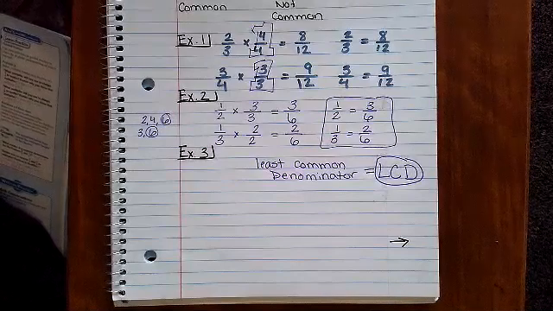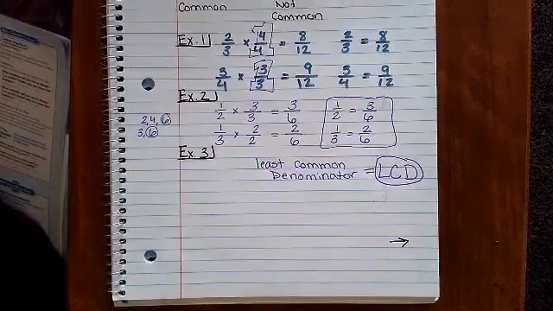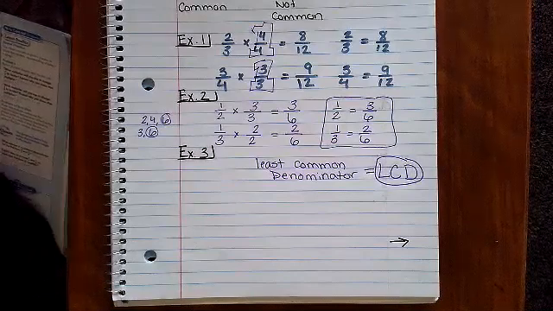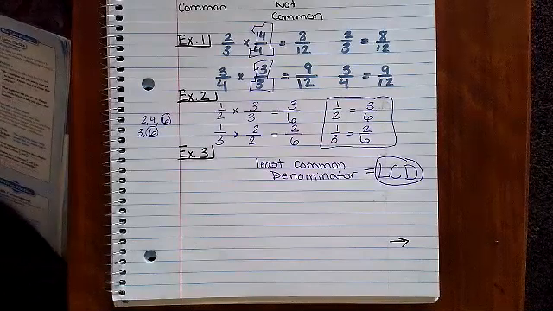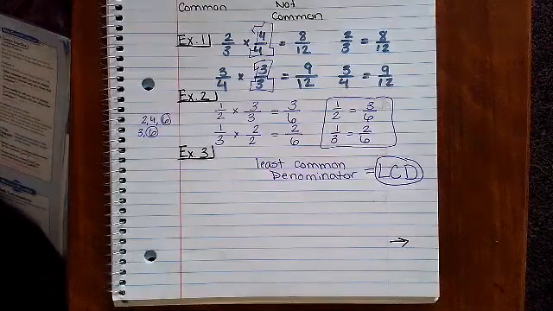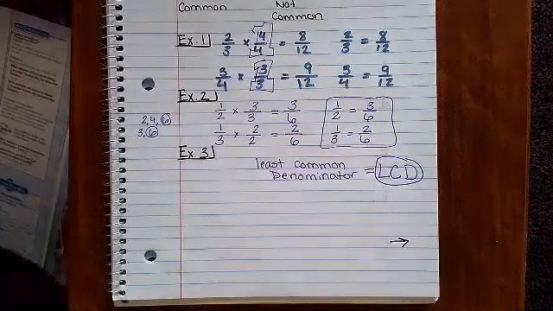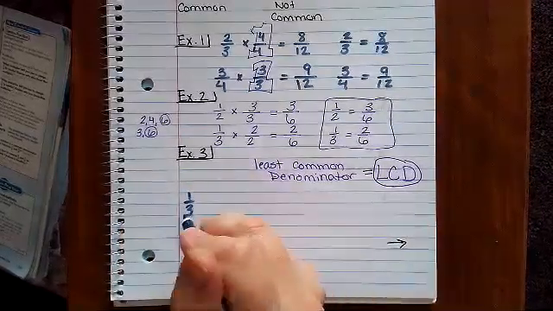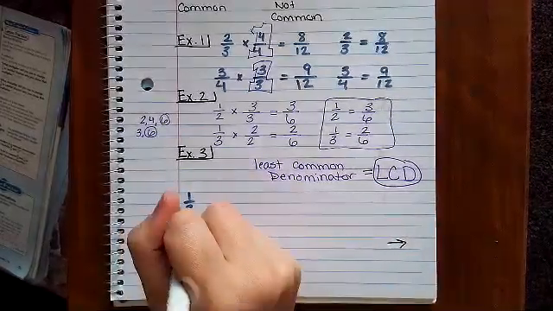We usually look for the least common denominator when we want to rename a fraction with common denominators. Okay, we always want those fractions to be in the smallest possible form. Smaller fractions are easier to work with than larger fractions. So for example number 3, we want to write 1/3 and 1/6 with common denominators.